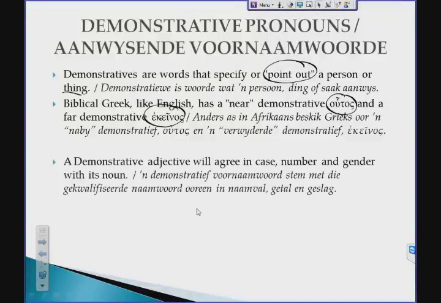Now, a demonstrative pronoun, not adjective, a pronoun, will agree in case, number, and gender. I know after the holidays, guys are a bit rusty. Let's go back to the cases. You remember them? Can you mention all 5 cases that we have in Greek? Anything you have seen? Keke? Okay, I will come back to you. Just mention one case.